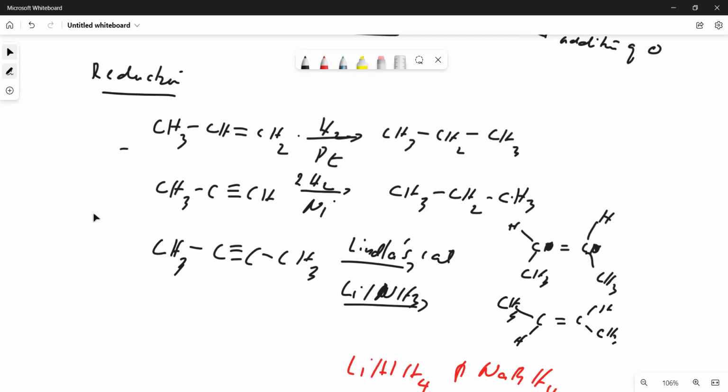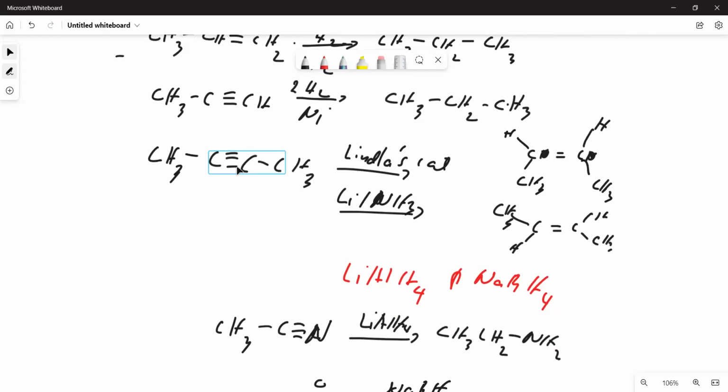But if you want only 1 pi electron to disappear in alkyne, you have to use specific reagents like Lindlar's catalyst or lithium in the presence of liquid ammonia. This will remove only 1 pi electron, producing an alkene. And the reaction is stereospecific, because if you use Lindlar's, you will end up with what you call cis alkene. But if you use lithium with liquid ammonia, it will produce the alkene in the trans configuration. So they are very specific.